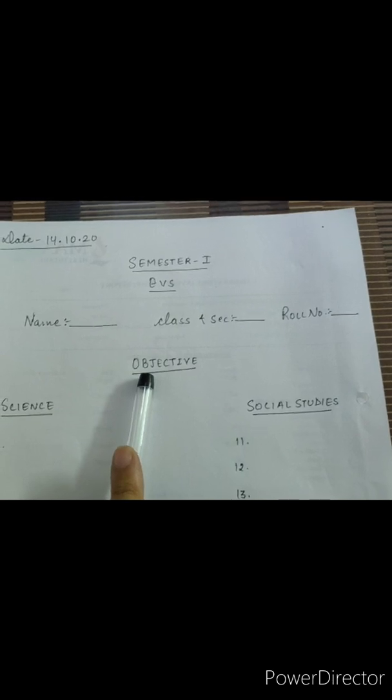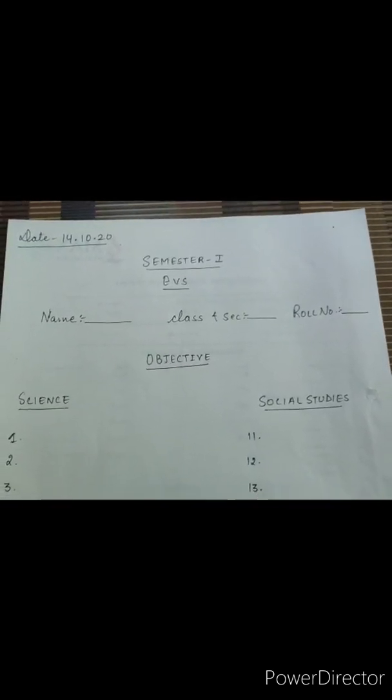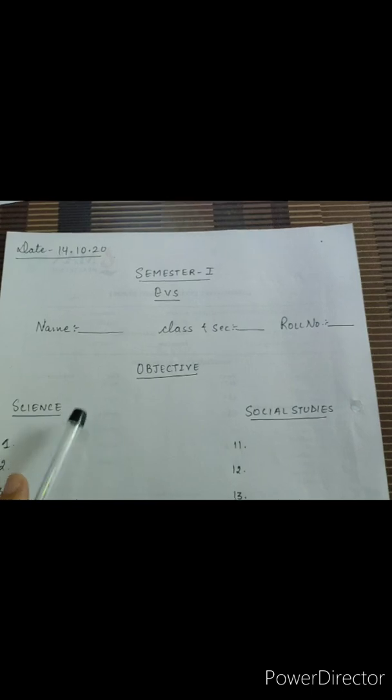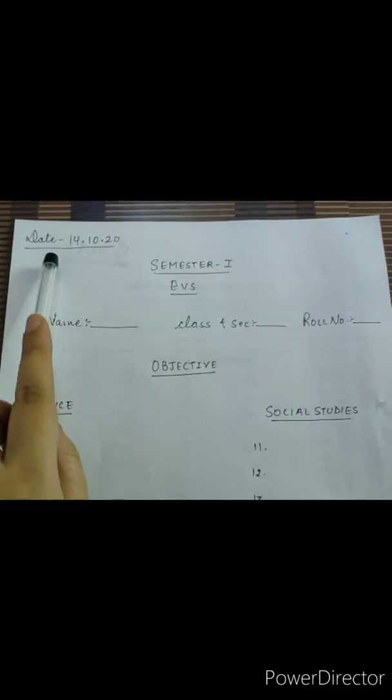You have to mark the answers in the Google link, plus you have to write down the answers on an A4 size sheet. So keep one A4 size sheet ready with you. On that sheet, mention all these details. Firstly, write down the date of your exam, then subject, your name, class and section, and roll number. Then put down the heading objective. One side science and another side you will write social studies. Then students, mark the answers. Write down the answers in the science column as well as in the social studies column.